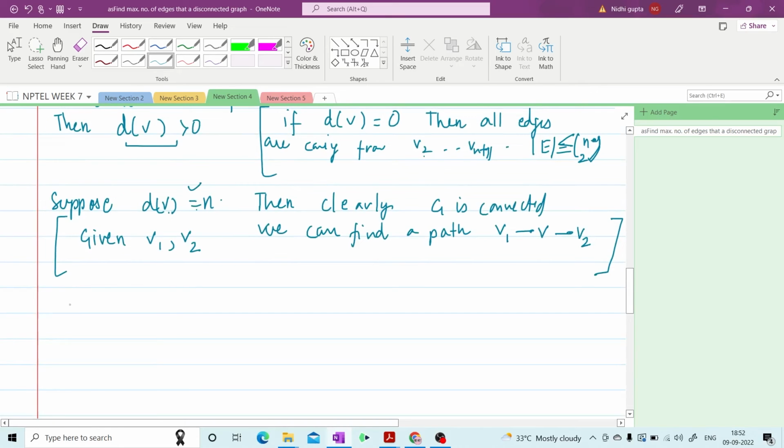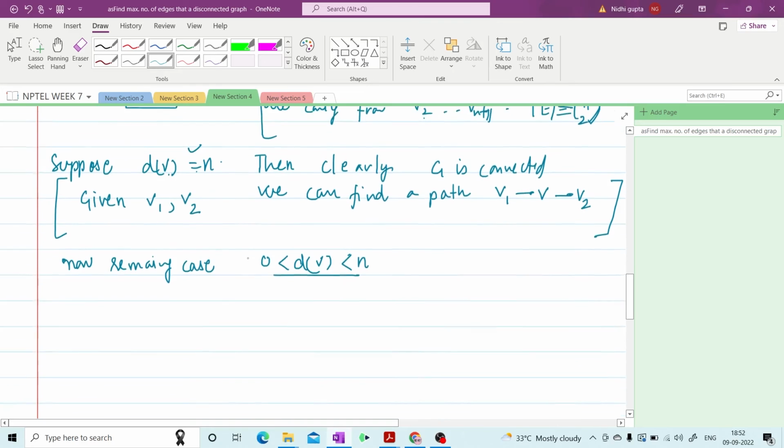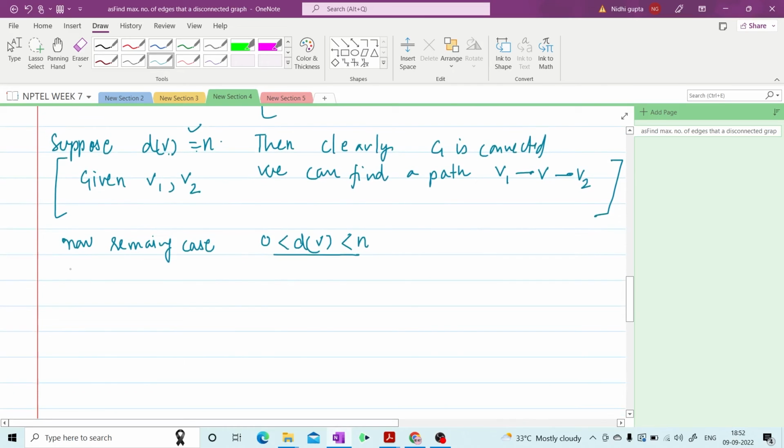So now the remaining case is when the degree lies strictly between 0 and n. For 0 it is not possible, and for n we have shown that it will have to be connected. Now we have to show this. So we have a graph. What is the situation? We have a vertex V, we have vertices V2 till Vn, and this V has degree less than n and greater than 0. So now we have to use induction, right?